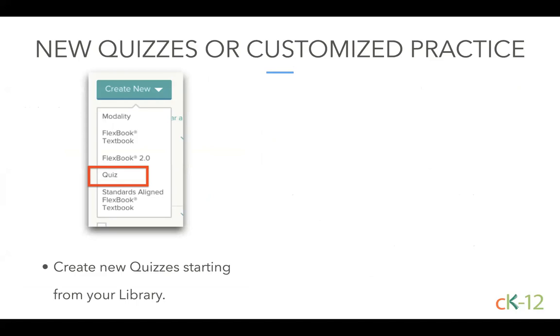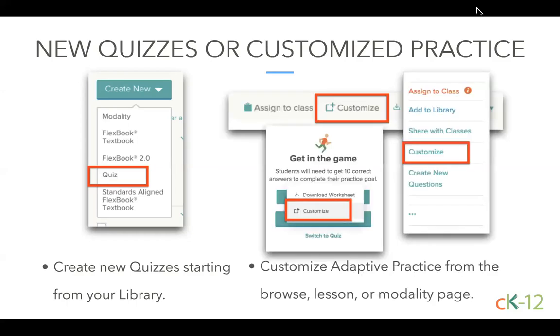So the first thing you might want to know is how to create a quiz. You can begin one from scratch by going to your library, just like I did to show you a new FlexBook option. And then when you click Create New, instead of picking the FlexBook, pick Quiz. From there, you can pull from existing questions in our database, or you can create your own questions.